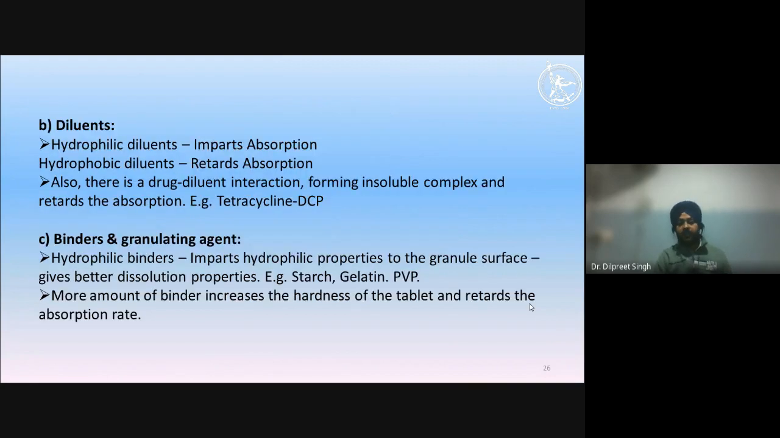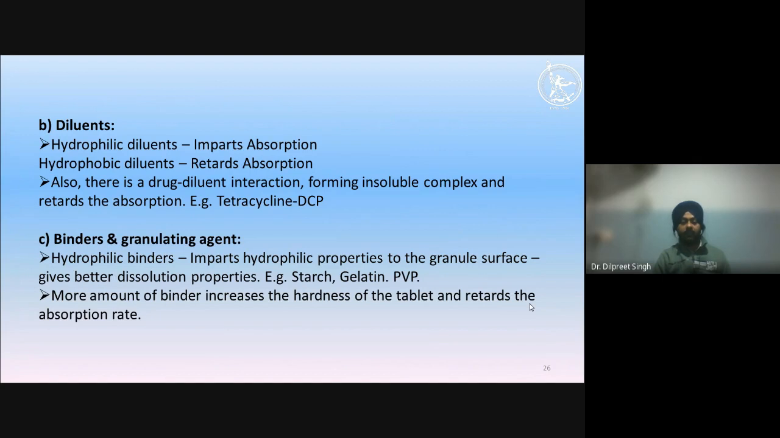B is the diluents. Diluents impart the bulk of the tablet. There are basically two types: hydrophilic diluents and hydrophobic diluents. Hydrophilic diluents promote absorption, while hydrophobic diluents retard absorption. Also, there is a drug-diluent interaction, forming an insoluble complex that retards absorption, for example, tetracycline.